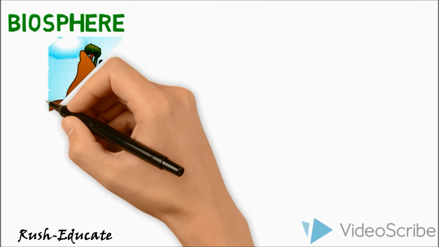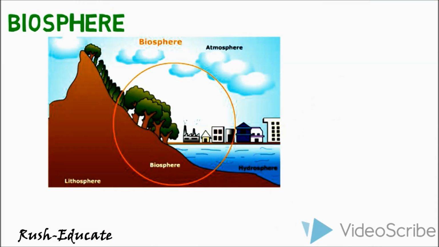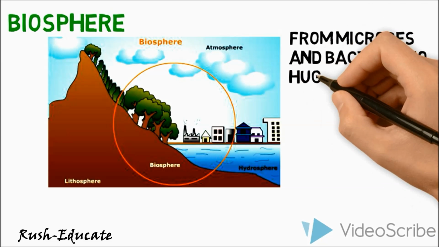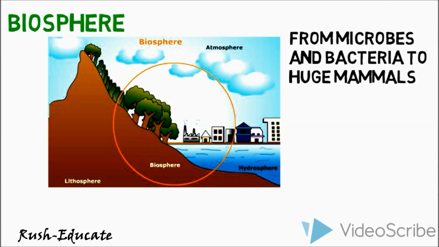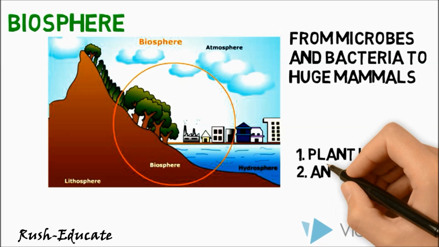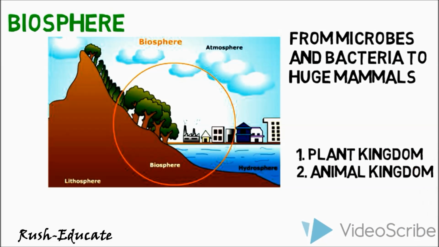The biosphere is the narrow zone of contact between the land, water and air. The life exists in this zone. There are several species of organisms that vary in size from microbes and bacteria to huge mammals. All the living organisms including humans are linked to each other and to the biosphere for survival. The organisms in the biosphere may broadly be divided into the plant kingdom and the animal kingdom.